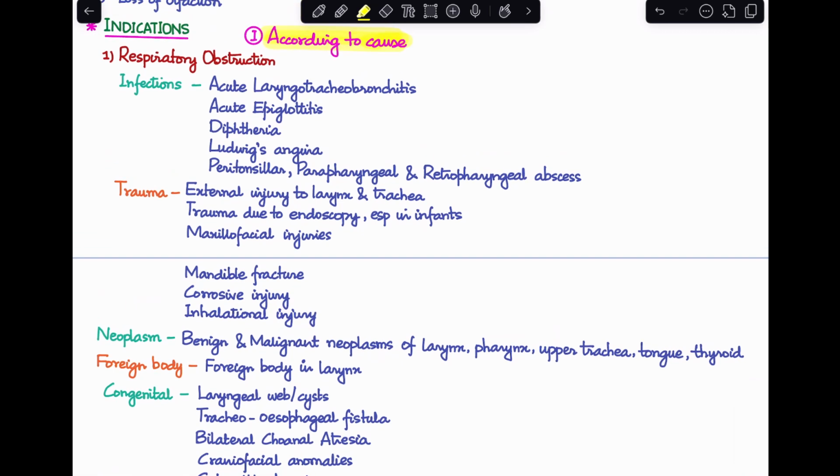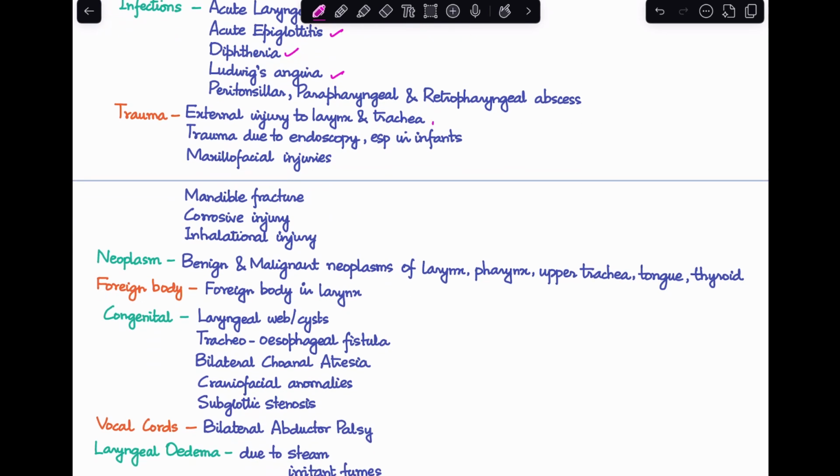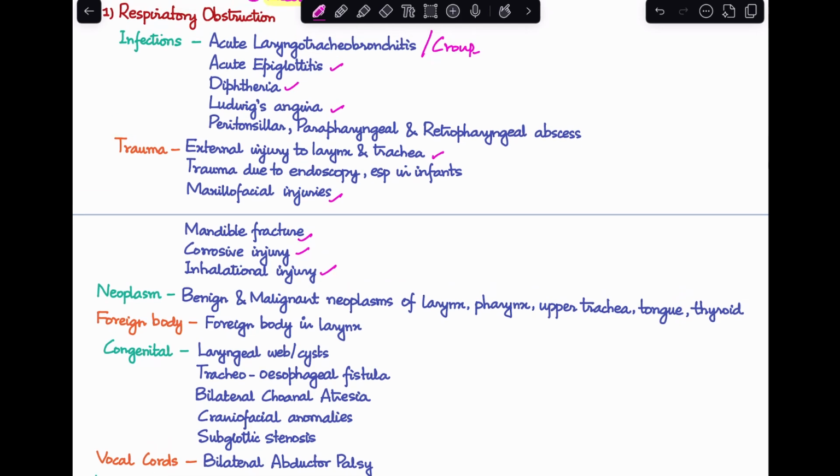Now, this can further be classified into different types of causes. There can be infectious causes like acute laryngotracheobronchitis, which is also known as croup, then acute epiglottitis, diphtheria, Ludwig's angina, peritonsillar, parapharyngeal, or retropharyngeal abscesses. Then, looking at the traumatic cause, if there is any external injury to the larynx and trachea, if there is any trauma due to endoscopy, especially in infants, any maxillofacial injuries or mandibular fractures, corrosive injury, or inhalational injury. These will all cause respiratory obstruction.